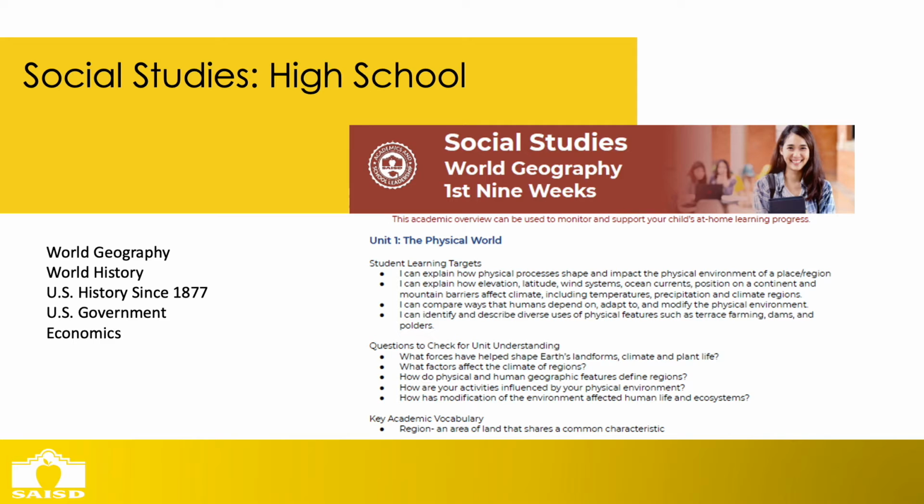Let's take a look at high school social studies. The difference here is that you can see all courses: World Geography, World History, U.S. History since 1877, U.S. Government, and Economics. You will also see under Unit 1 the student learning targets. These are the targets that should have been met by your student within the first 9 weeks. Questions to check for unit understanding. These are the questions that you would ask your student to make sure that they have reached those targets. And then the key academic vocabulary, which includes terms and phrases that your student should know within the first 9 weeks.